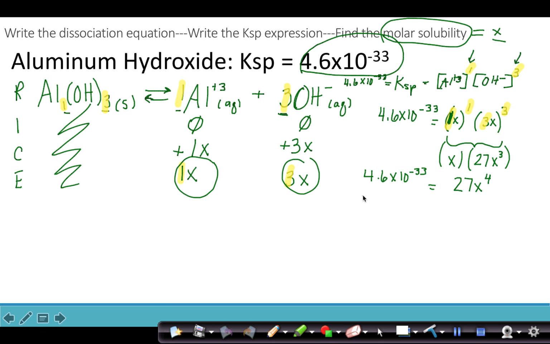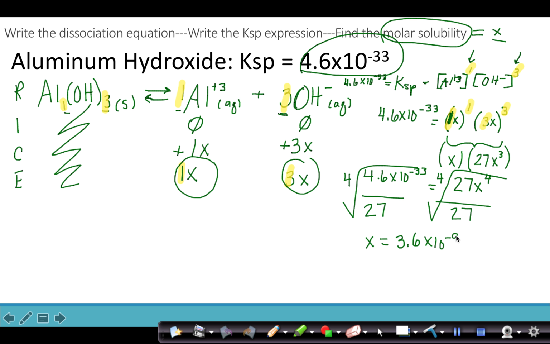Remember, at any time you can always pause to get out your own calculator and do these calculations, but we're going to divide both sides by 27, and then you can do the fourth root of that, and we're going to find our x. And the x for this one comes out to 3.6 times 10 to the minus 9.